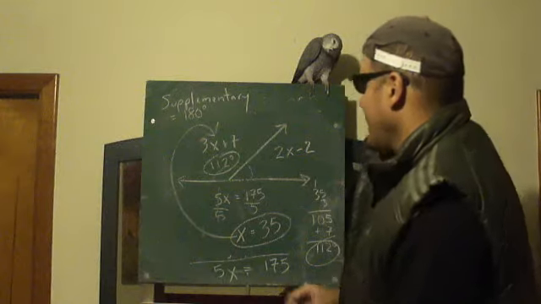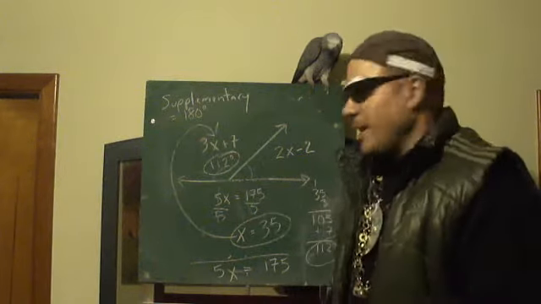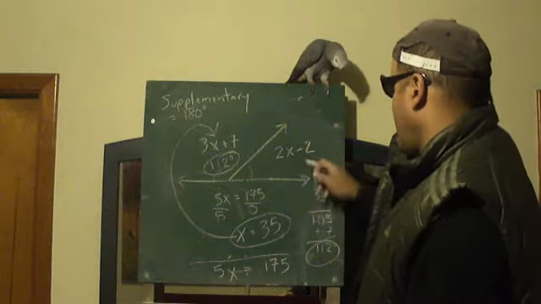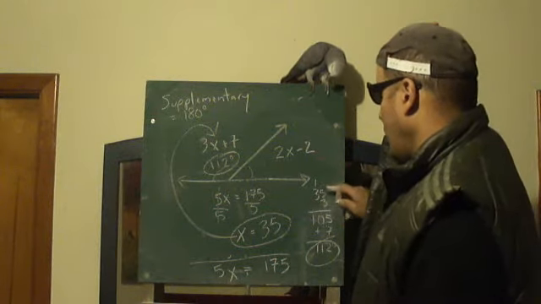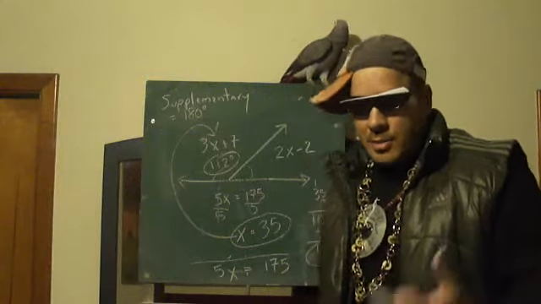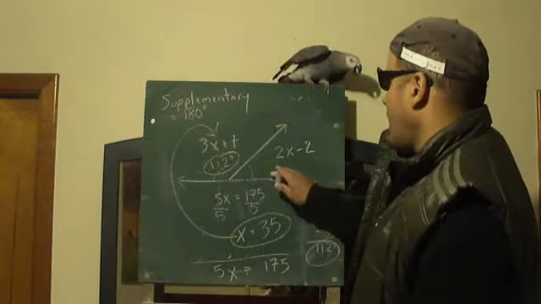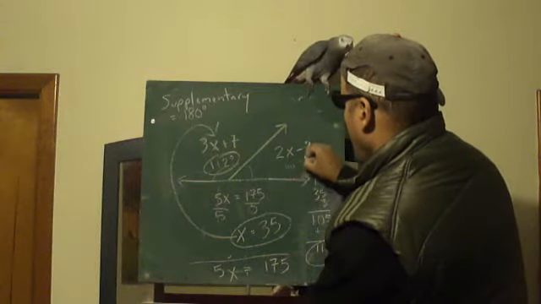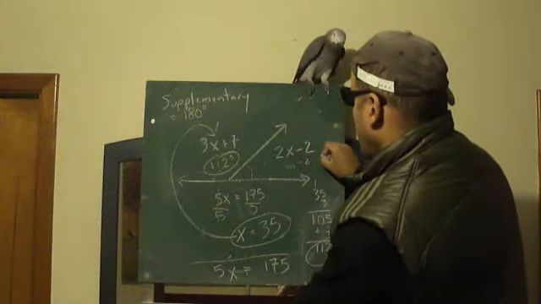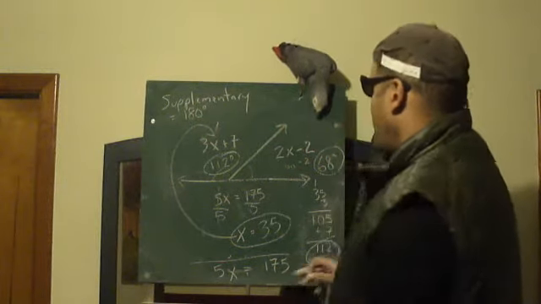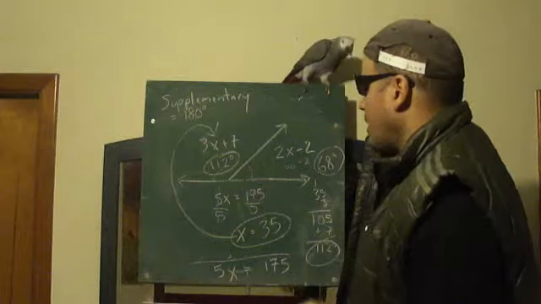Okay, so that's 112 degrees. And now we know the other one is 2 times x minus 2. Well, we know x is 35. 2 times 35 is what? 2 times 35 is 70. So that's 70 minus 2. 70 minus 2 equals what? It should be 68 degrees. So we have 68 degrees here and 112 degrees there.